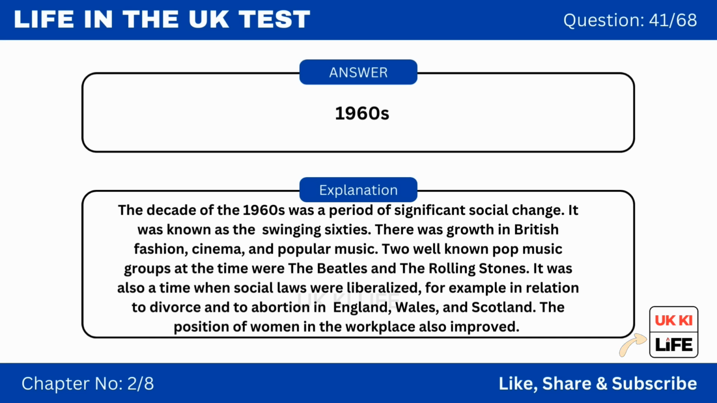There was growth in British fashion, cinema, and popular music. Two well-known pop music groups at the time were the Beatles and the Rolling Stones. It was also a time when social laws were liberalized, for example in relation to divorce and to abortion in England, Wales, and Scotland. The position of women in the workplace also improved.